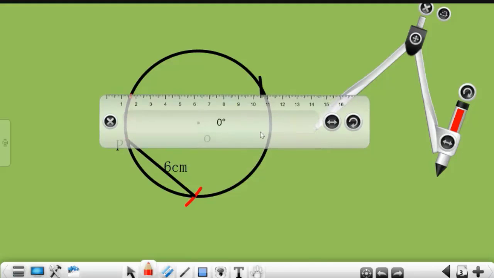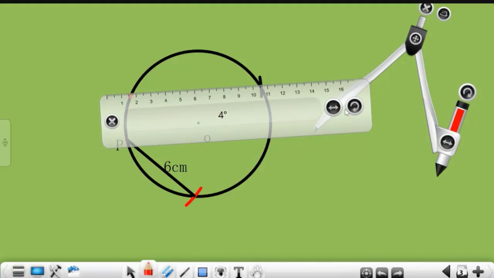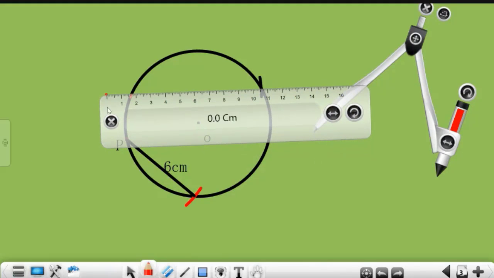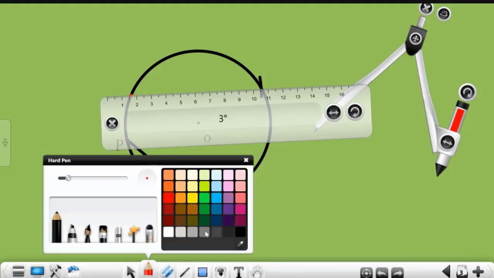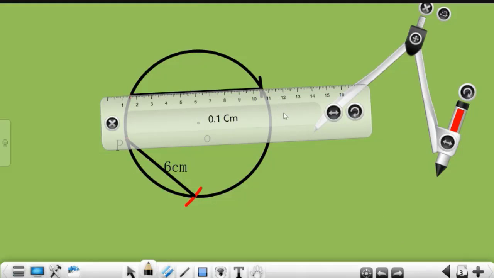So use your ruler to join up the 2 points. Make sure you adjust your ruler correctly on the circumference. Sorry, I have to change back to the black color. Okay, so I connect. Take away your ruler.